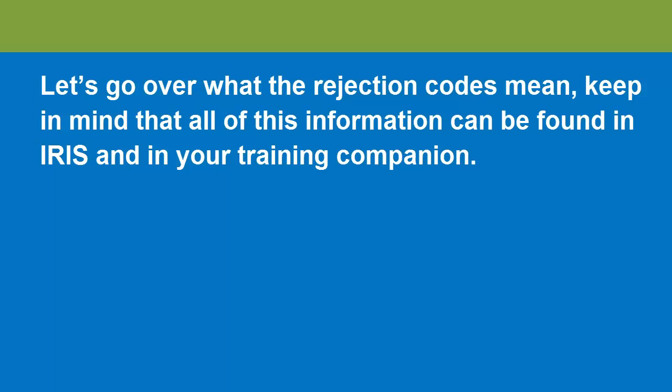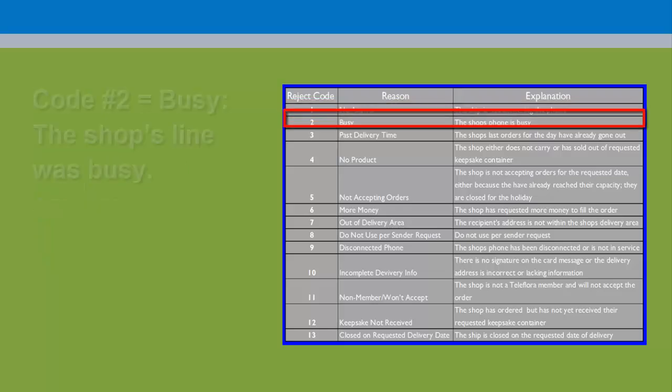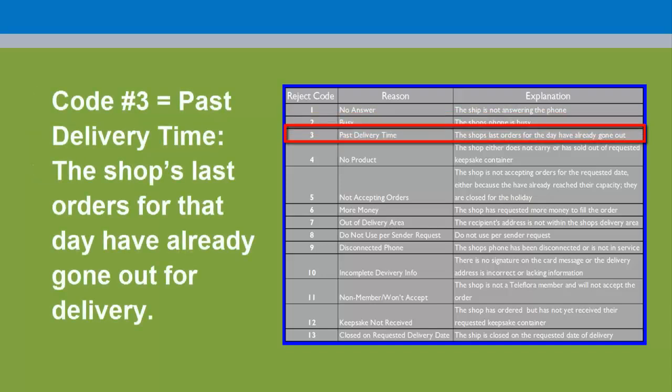Keep in mind that all this information can also be found in IRIS and in your training companion. Code reason number 1. You will utilize this when the shop does not answer their phone. Code reason number 2 means that the shop's line was busy. Code reason 3 indicates past delivery time. This means the shop's last orders for the day have already gone out for delivery.